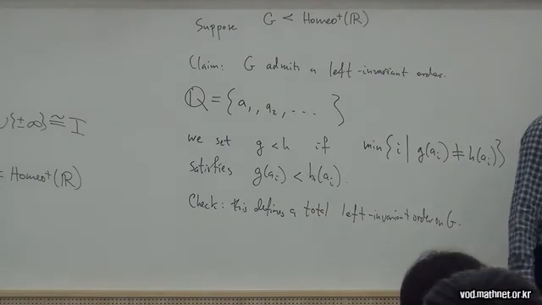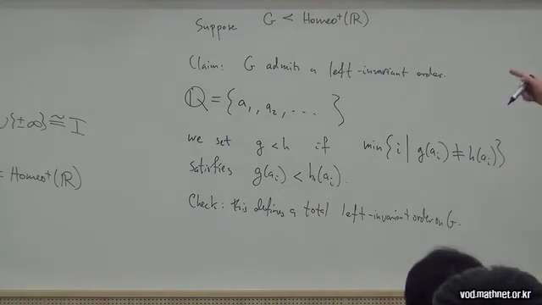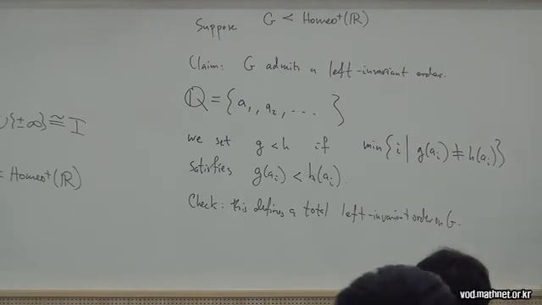Here you don't need the countability of the group, right? No, I didn't use anything about the countability. You only need the countable dense subset. Yes, so I'm going to need countability for the other direction. Yes, that's absolutely right.